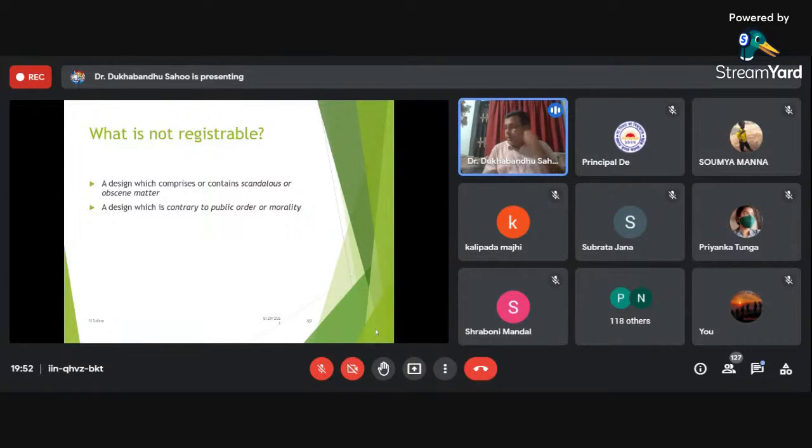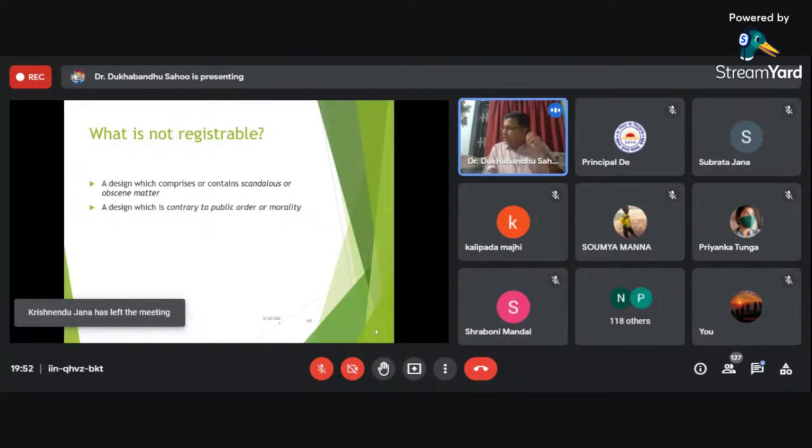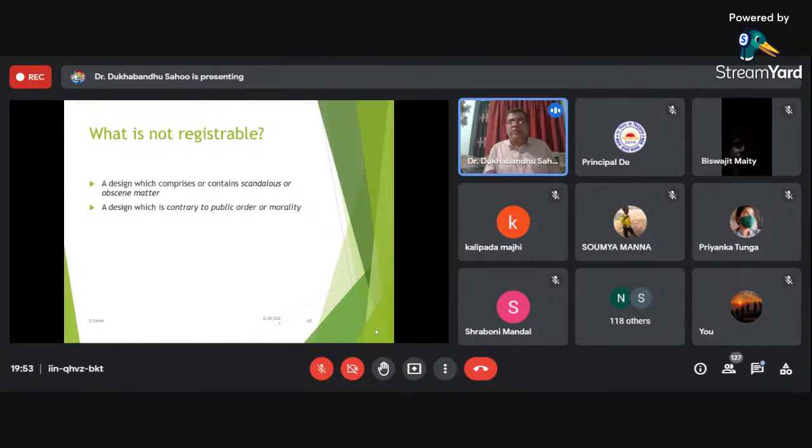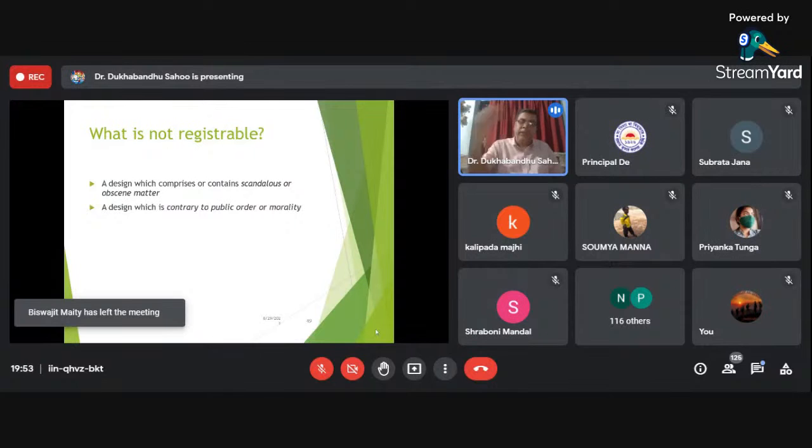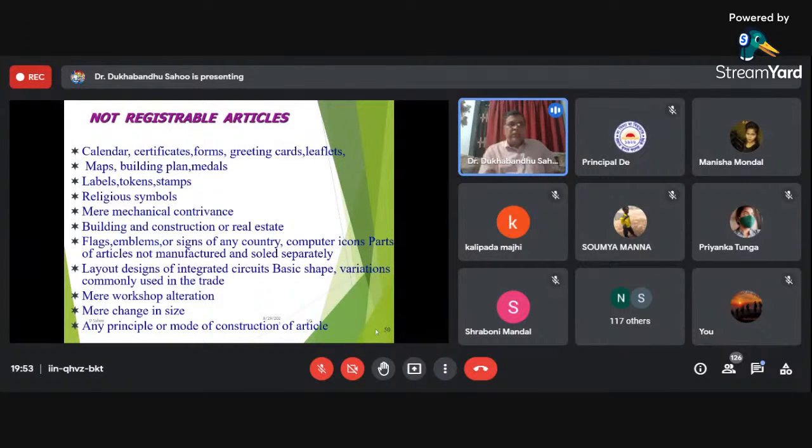Okay, so that's why actually this. If somebody may ask that if societal interest is looked after, then why should we give this right or protection to the creator or the inventor? Because it will promote invention, it will promote research and development in that area, and that will take forward the society. Okay. These are not registerable articles: calendar, certificates. The list actually, changing the size, changing the layout, flags, emblems, and signs of a country, computer icon parts. So these are things that cannot be registered.